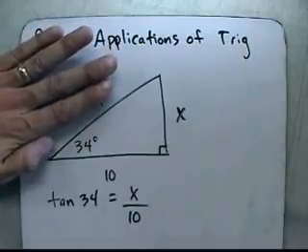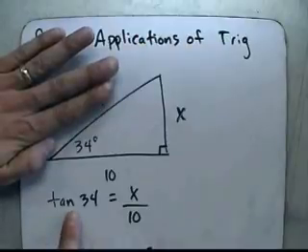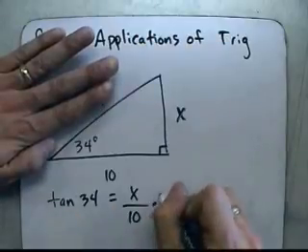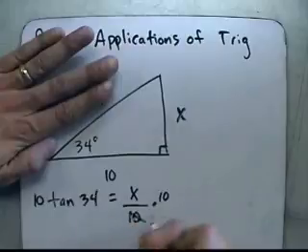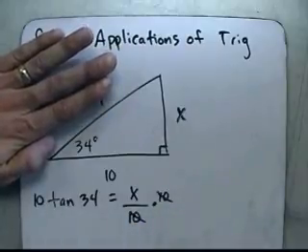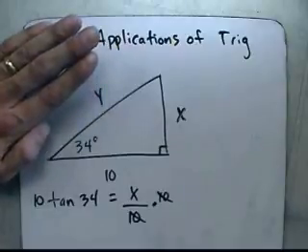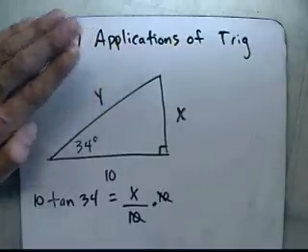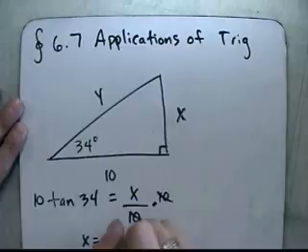Most of this is review. Now, to get the x by itself, I multiply by 10 on both sides. By 10 here and by 10 here, these cancel. And I get x equals whatever that is in my calculator. Feel free to put it in your calculator. So what do we get? We get 10 tangent of 34, and I get 6.7. So x equals 6.7.